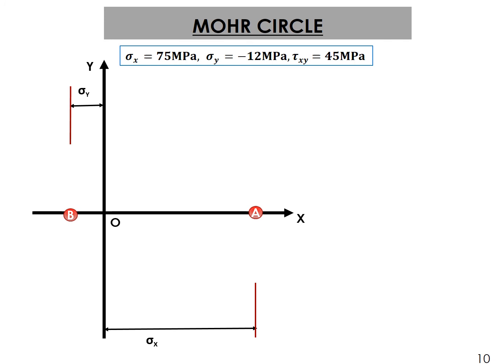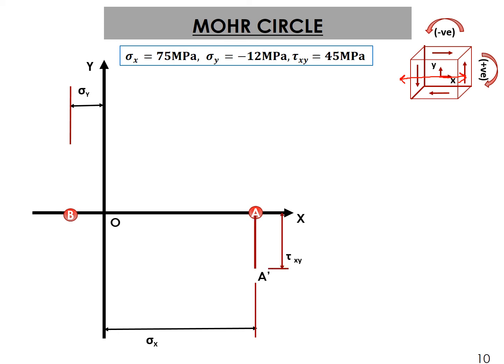So next is the shear stress. Now I have already told you the convention. If it is clockwise, take it positive. If it is anti-clockwise, take it negative. Now on the x phase, this is your x phase, you can see here, it is anti-clockwise. It means it is negative. So it has to be marked below the line. This is below the line, A dash. Now similarly, on the point B, you can see it is clockwise, so it will be above the line.